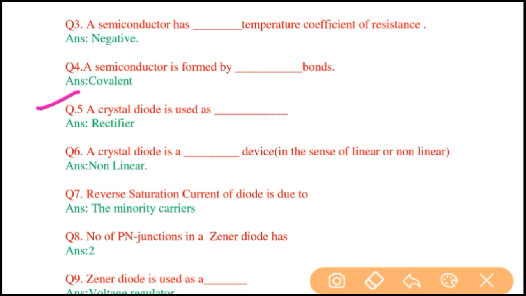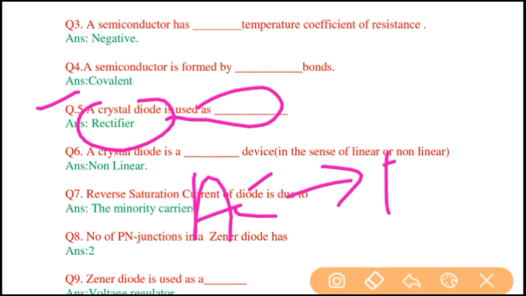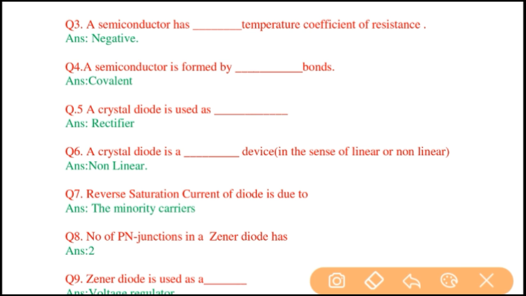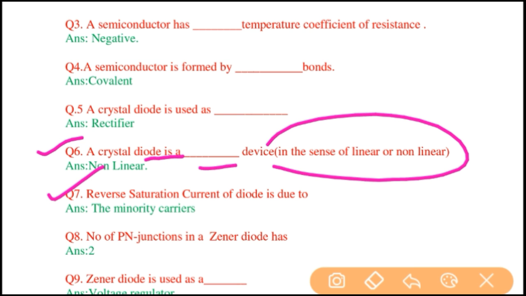Next question, a crystal diode is used as a rectifier. A rectifier is a device which converts AC to DC. We have different types of rectifier: half wave rectifier and full wave rectifier, and in the full wave rectifier we have center tap as well as bridge type rectifier. In the next question, question number 6, a crystal diode is a dash device, in the sense of linear or non-linear. A crystal diode is non-linear.